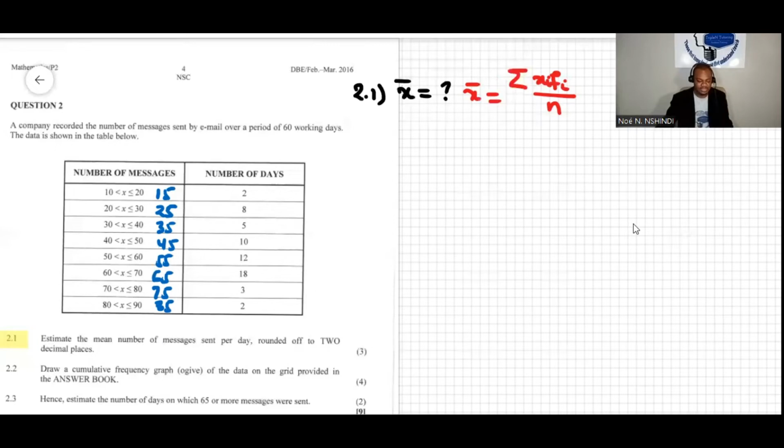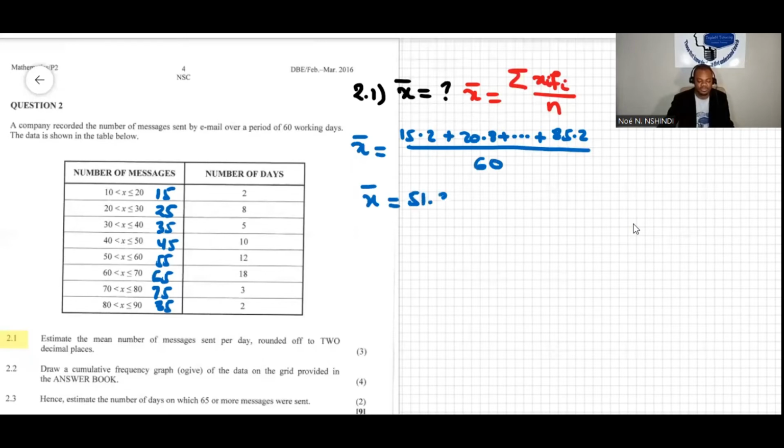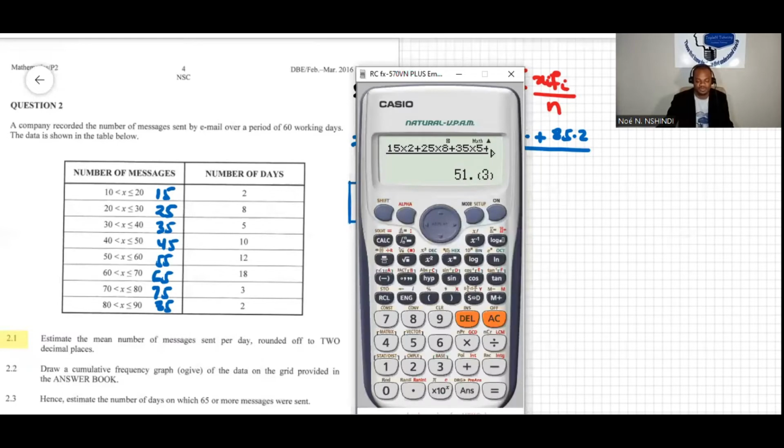So basically, what we did here, X bar will be equal to 15 times 2 plus 25 times 8 plus dot dot dot plus 85 times 2 all over 60. And then this says that the X bar is equal to 51.33. So this is the mean, the average, okay, the 51.33.